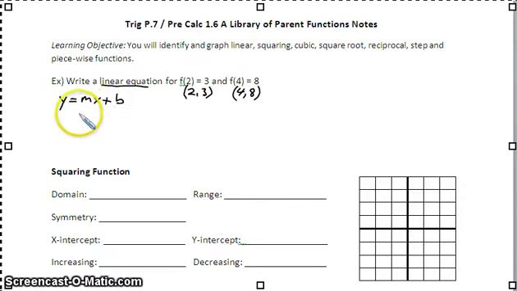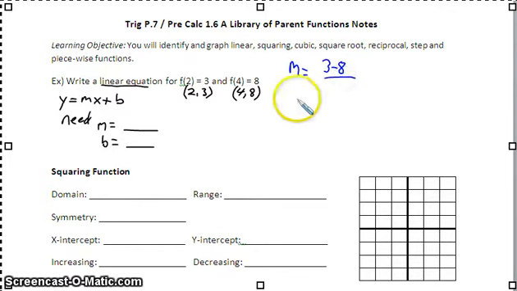And remember, if I'm going to write the equation for a line, there's two things that I need. I need to know what the slope of the line is, and I need to know what the y-intercept of the line is. So let's first of all find the slope. Remember, slope can be found by taking the y values and subtracting them, taking the x values and subtracting them, and then dividing that. So I'm going to get negative 5 over negative 2, which will reduce down to a positive 5/2.